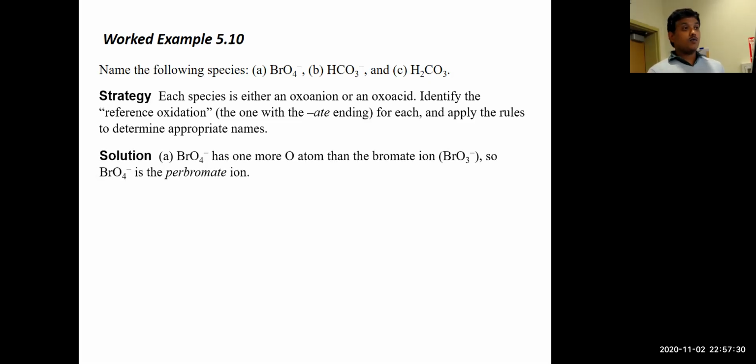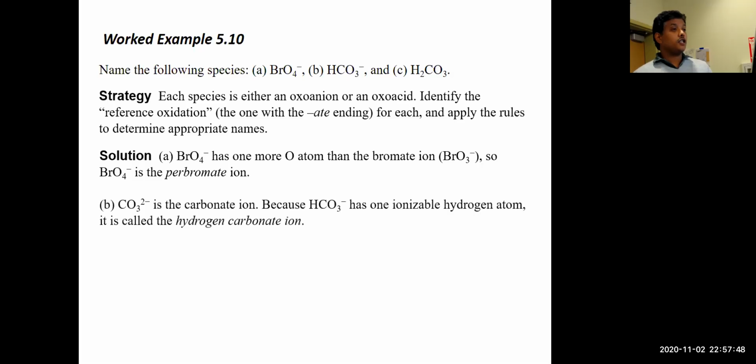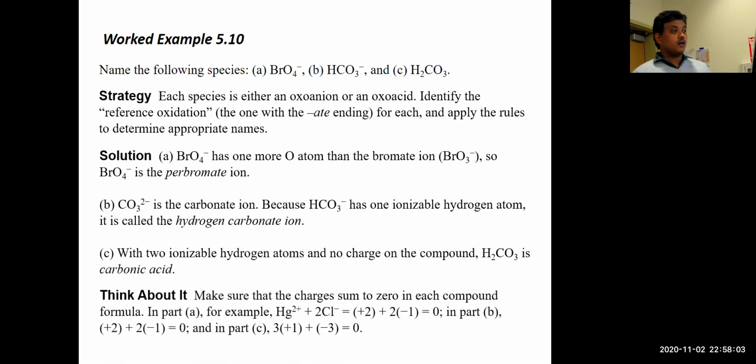And HCO3 contains a hydrogen connected to CO3 ion. And we know that CO3 is called a carbonate ion. So we call HCO3 hydrogen carbonate ion. And H2CO3 contains two hydrogens connected to carbonate ion, so it combines with a specific name called carbonic acid. It's kind of a special name, carbonic acid. We kind of have to remember that name.